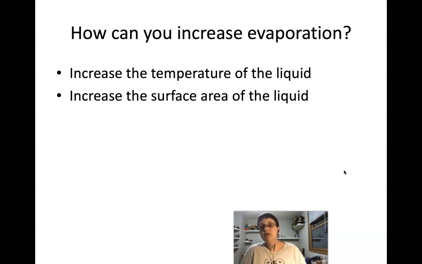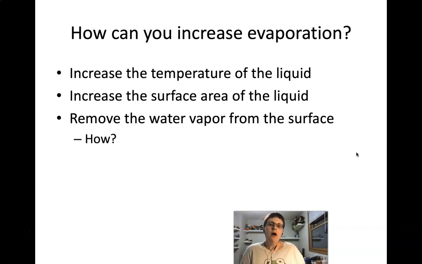You can increase the surface area of the liquid. So by doing this, you give more opportunity to those high energy molecules to escape. If there is a small surface area, it is harder for those high energy molecules to get to the surface to be able to make this exchange. So if you have a larger surface area, there's more opportunity for the high energy molecules to get out.